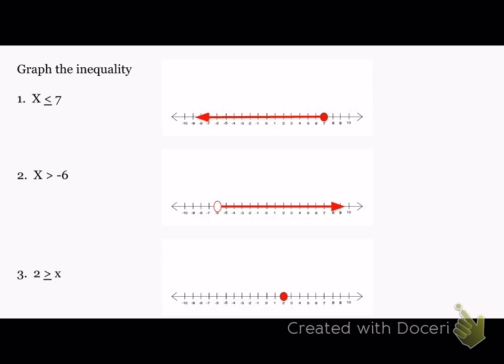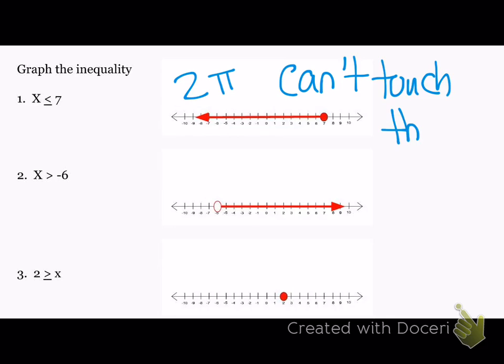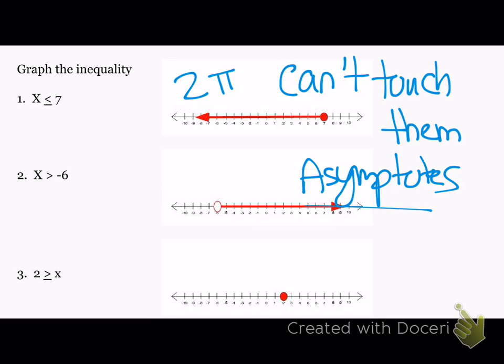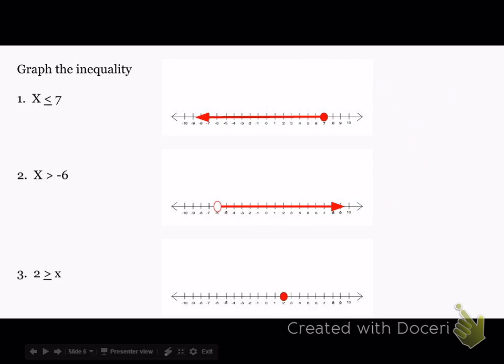Kind of like 2pi wrote about before we got that wrapper. 2pi. Can't touch these. Yeah. Wasn't that wrapper guy? Oh, Tupac. Talking about asymptotes? Can't touch them. Can't touch them. Okay. All right.